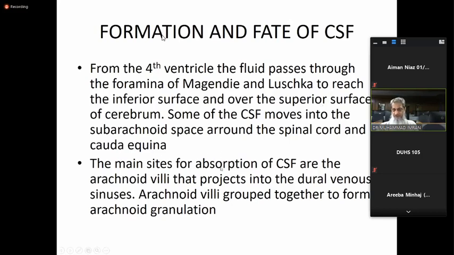The main sites for absorption of CSF are the arachnoid villi that project into the dural venous sinuses. Arachnoid villi are grouped together to form arachnoid granulations. This is the basic anatomy. We are just reviewing this to go on to hydrocephalus, which is the main topic.